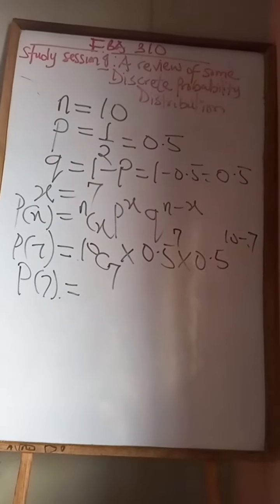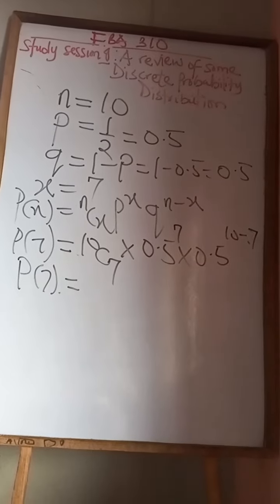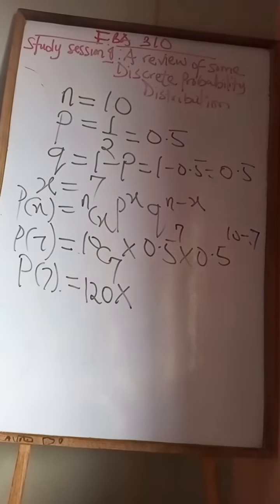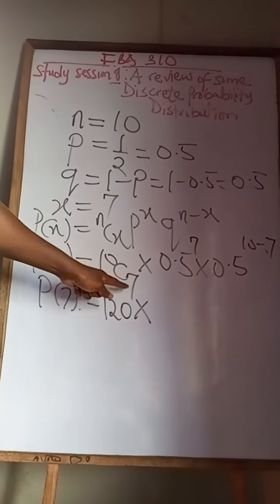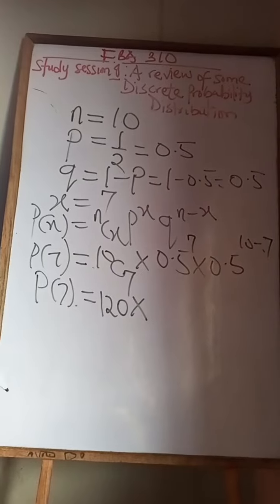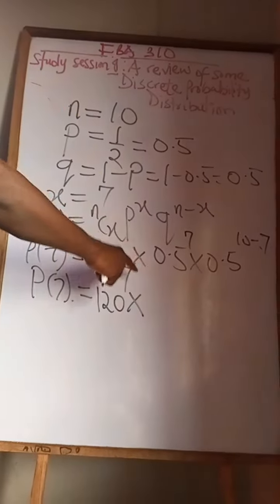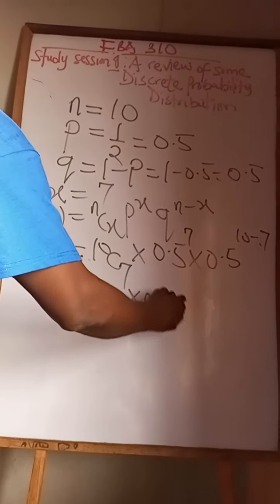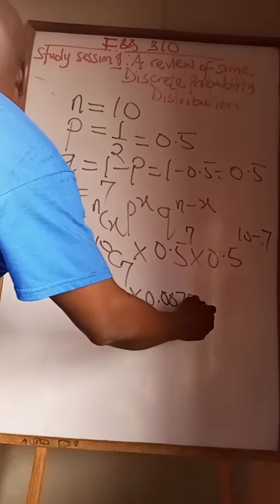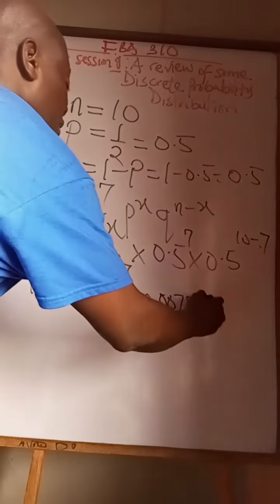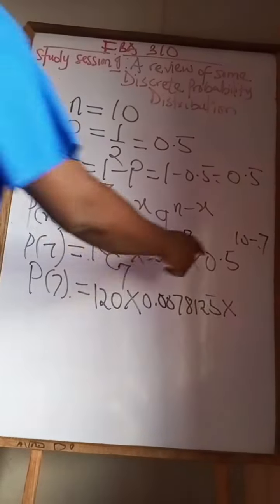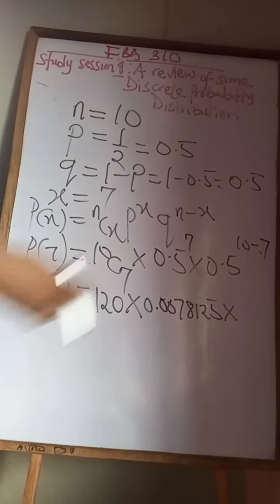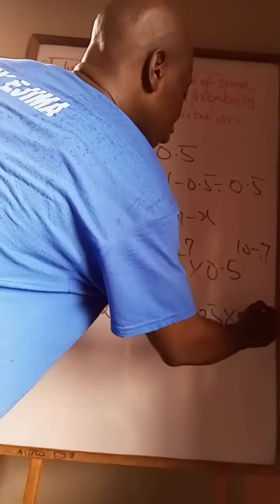If you know how to punch your calculator, when you punch 10 combination 7, you are going to have 120. You don't have to punch, see me, I will teach you how to punch it. 10 combination 7 gives us 120. And if I punch 0.5 raised to power 7, I'm going to have 0.0078125. Times, if I press 0.5, with 10 minus 7 being 3, when I press 0.5 raised to power 3, I'm going to have 0.125.